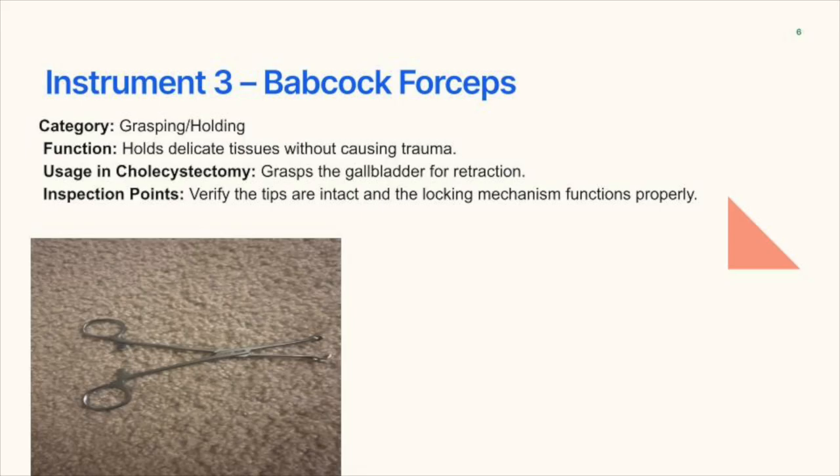Instrument 3: Babcock forceps. Its category: grasping and holding. Function: holds delicate tissues without causing trauma. Usage in cholecystectomy: grabs the gallbladder for retraction. Inspection points: verify the tips are intact and the locking mechanism functions properly.